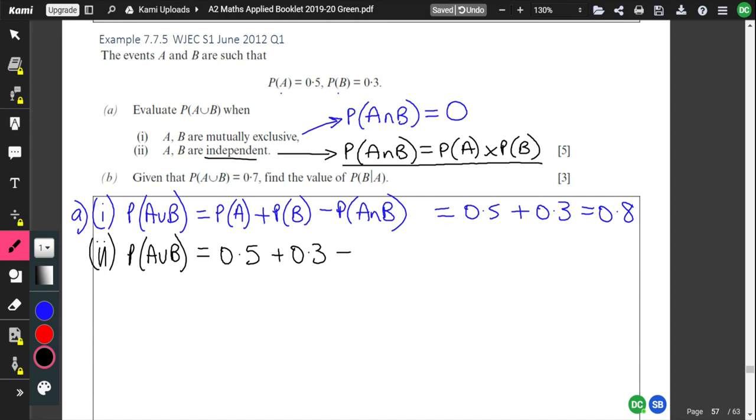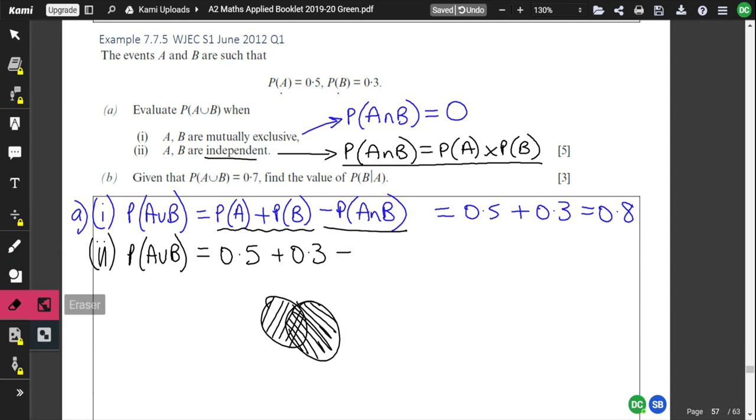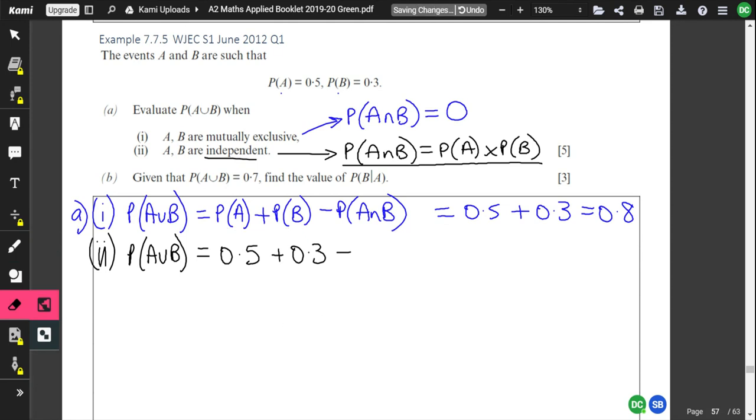Doing the probability of A plus the probability of B counts the intersection twice. If you imagine a Venn diagram, if we colour in A and then colour in B, the middle bit has been coloured in twice. So that's why we're taking off one copy of it. We're not completely getting rid of the intersection. We're just accounting for the fact it was coloured in twice.